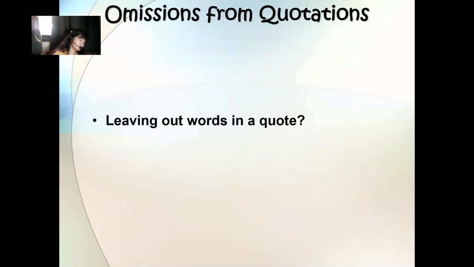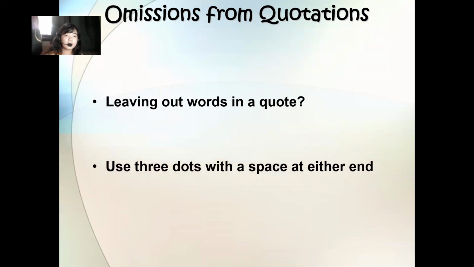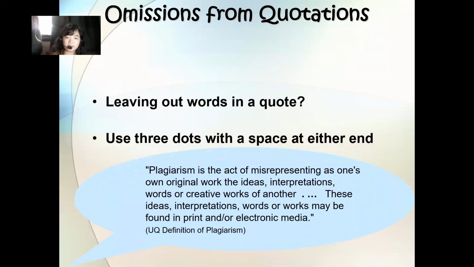Okay, omissions from quotations. We mentioned earlier, what if I merge the first sentence and the last sentence of a paragraph, ma'am? I won't copy everything. So, if you would like to leave out words in the quote, we can also do that in quotations. We can use three dots with a space at either end. For example, I take the first sentence, such as plagiarism is an act of misrepresenting as one's own original work and ideas, interpretations, words, or creative works of another. I cut it there.